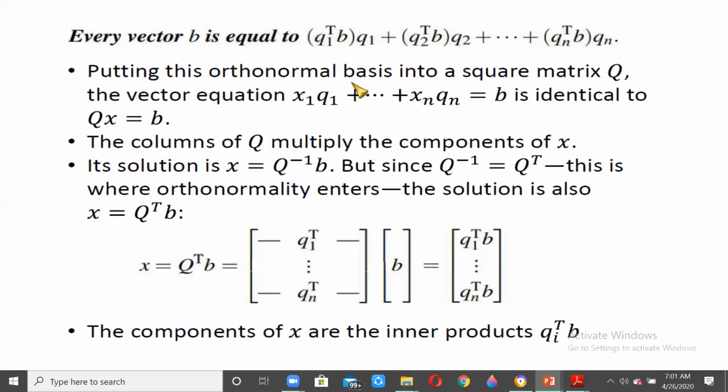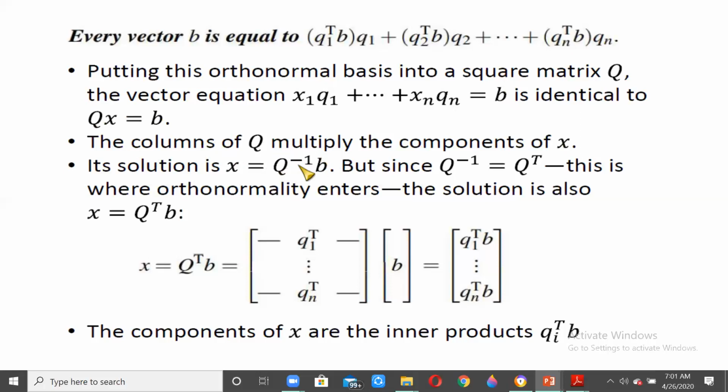Now putting this orthonormal basis into a square matrix Q, the vector equation X1 Q1 plus dot dot dot Xn Qn equal to B is identical to Qx equal to B. The columns of Q multiply the components of X. Its solution is X equal to Q inverse B.